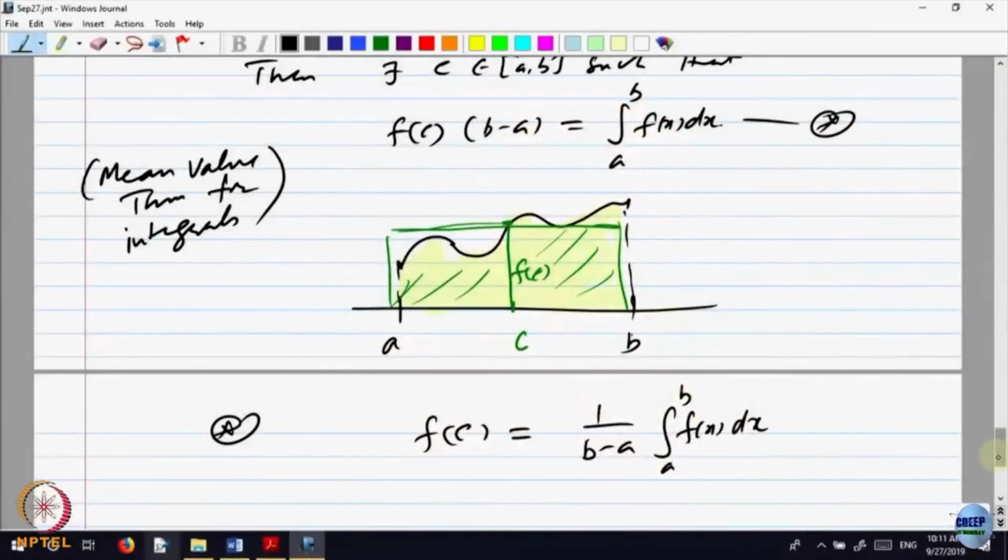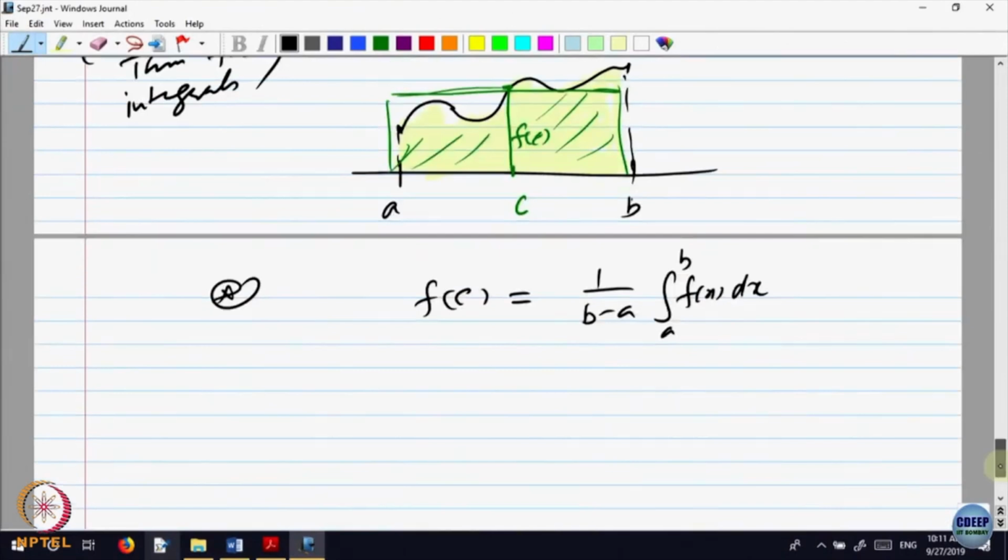So the theorem says if f is continuous, the average value is attained at some point C in between A and B. Okay, so that is another way of saying it. You can call it the average value.